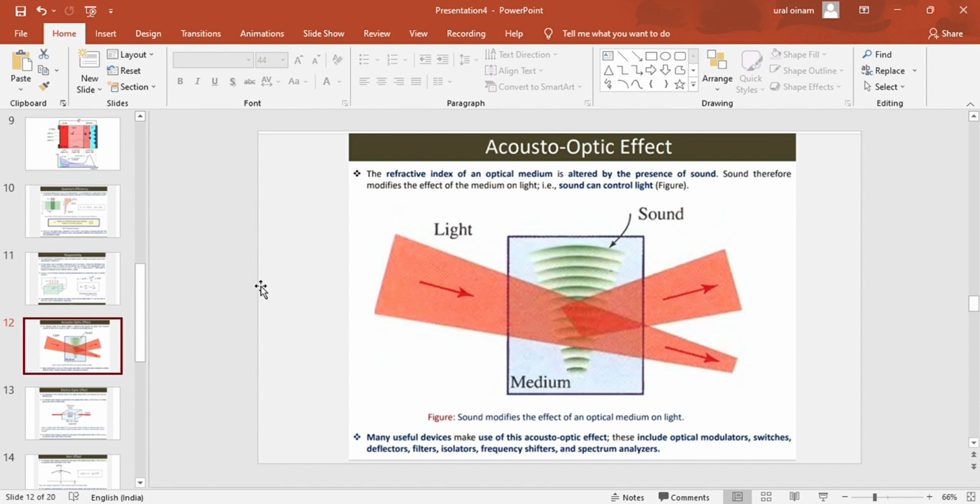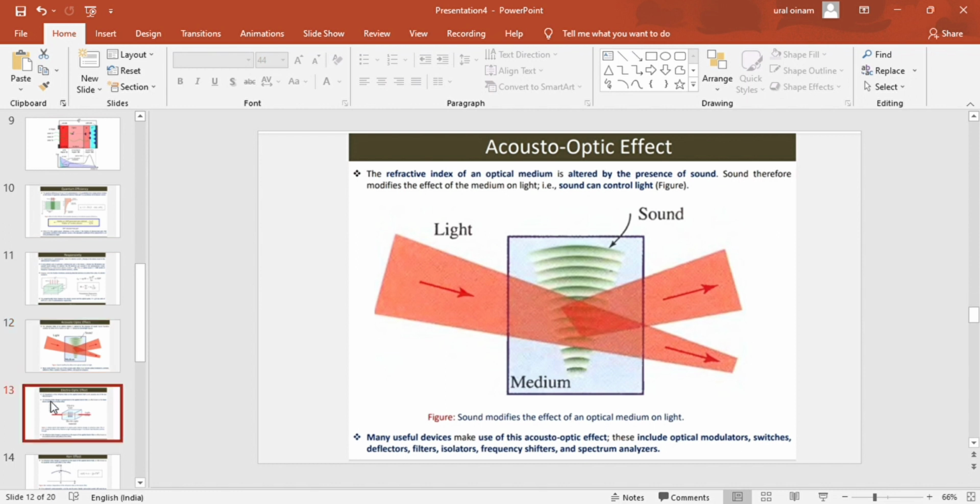And the graph of the refractive index along the material looks like that of a wave. And as I've explained, this wave nature of the changes in the refractive index is due to the compression and rarefaction of the sound wave.